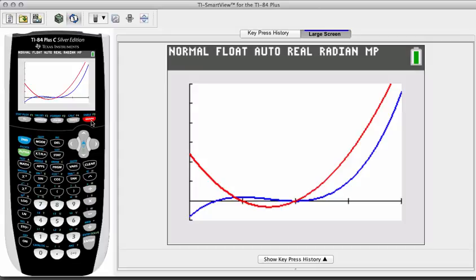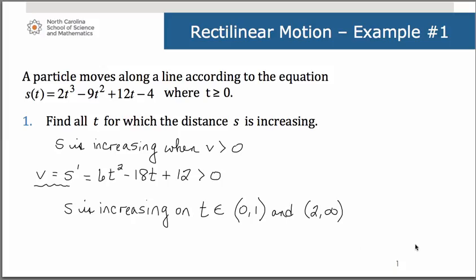So where does this graph lie above the x-axis? Well, it's crossing here at 1 and here at 2. And for values less than 1, so it looks like in between 0 and 1, we have that the velocity is greater than 0. And then from 2 to infinity. So those would be our answers for this question. So we have that the position s for this particle is increasing when time is in between 0 and 1, and then from 2 to infinity.